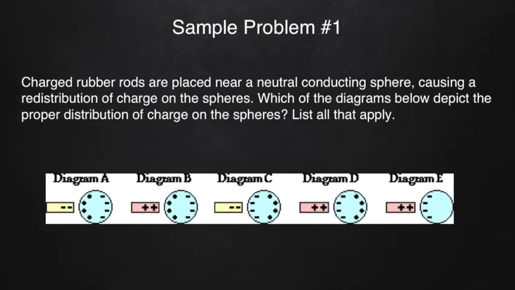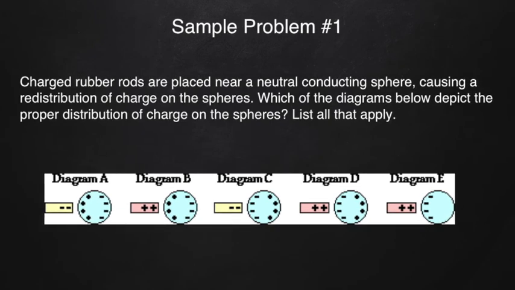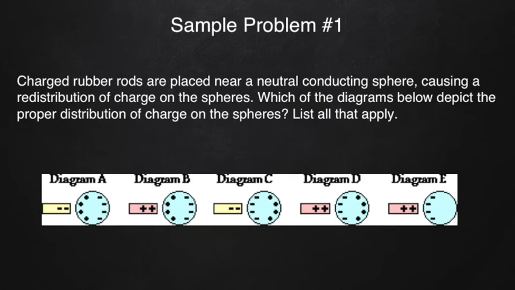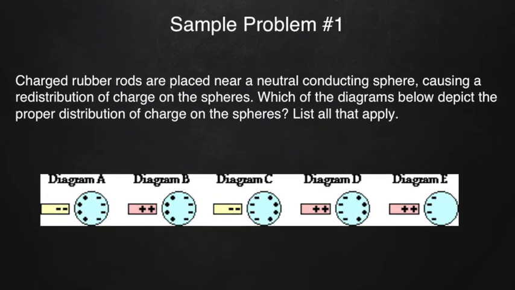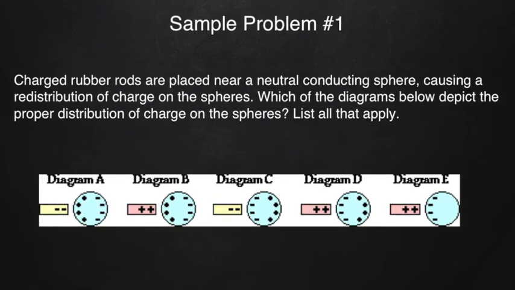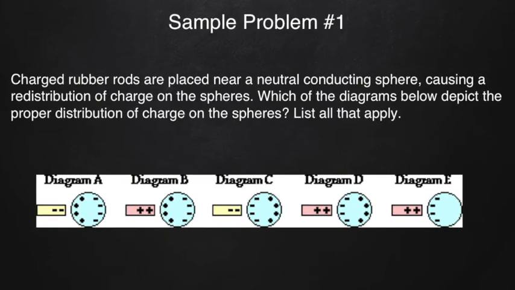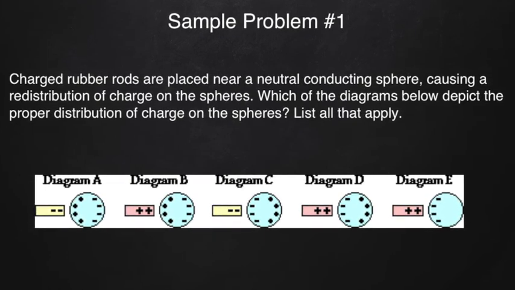Diagram E shows a metal sphere with an overall positive charge. This should never happen because you can never get rid of all of a single charge in a sphere to either make it completely positive or completely negative, just through polarization.